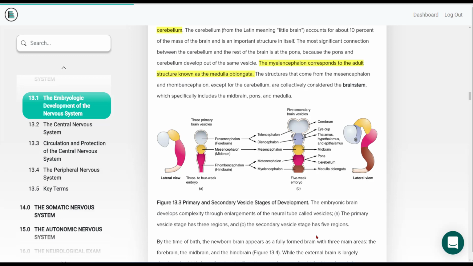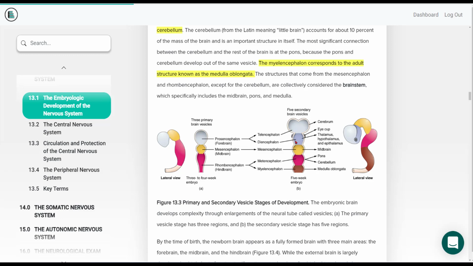I'm not going to ask you to label this, but here is a representation of the early embryo. In the early embryo, we see these three swellings: the prosencephalon, what becomes the forebrain; the mesencephalon, the midbrain; and the rhombencephalon, the hindbrain. Then as we go a little further in development, those three areas split into 5 areas. Again, I'm not going to ask you to label this, but those 5 areas are here.